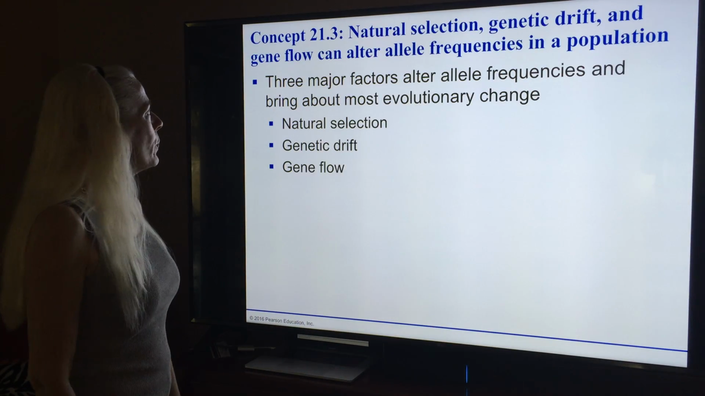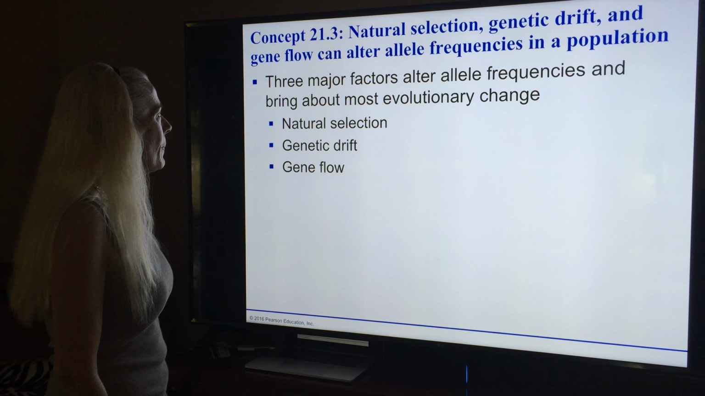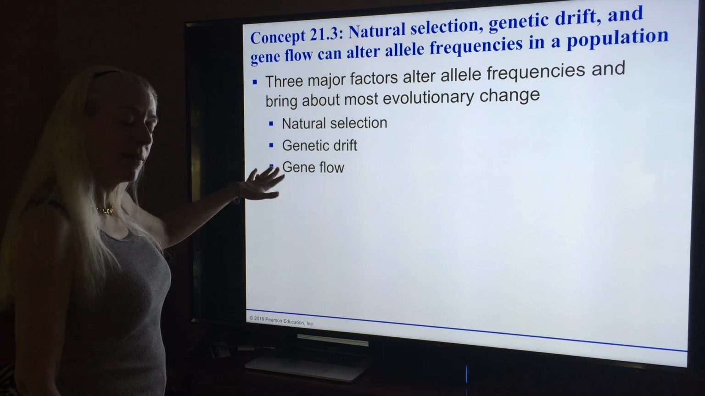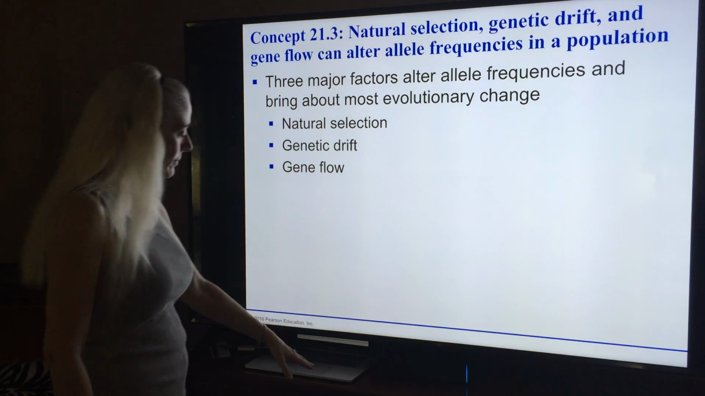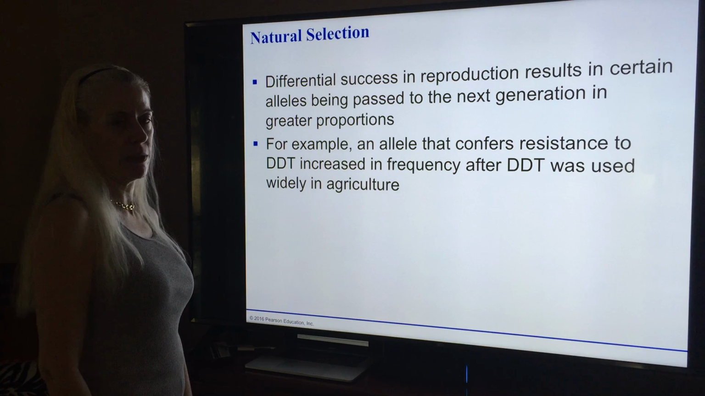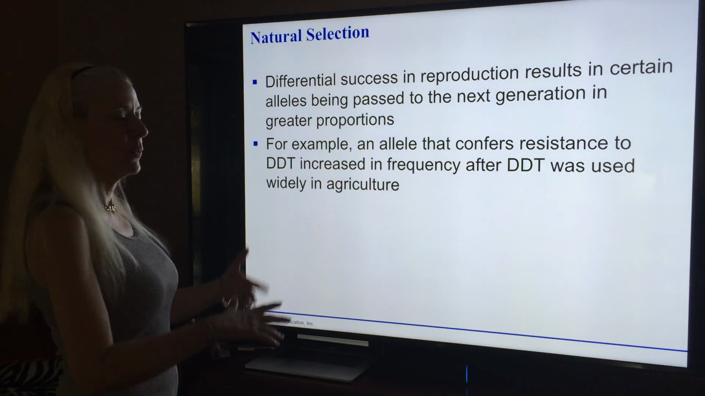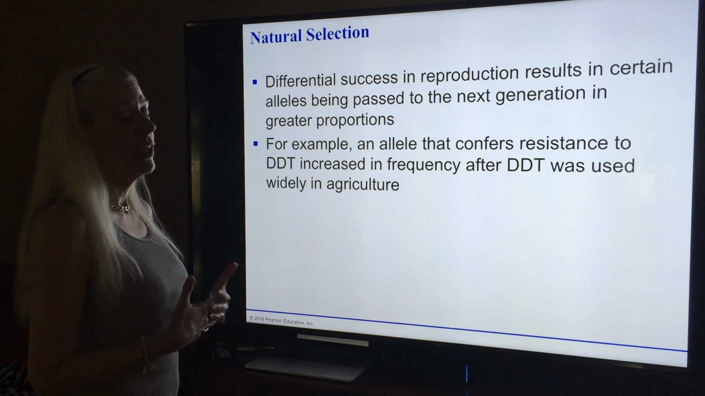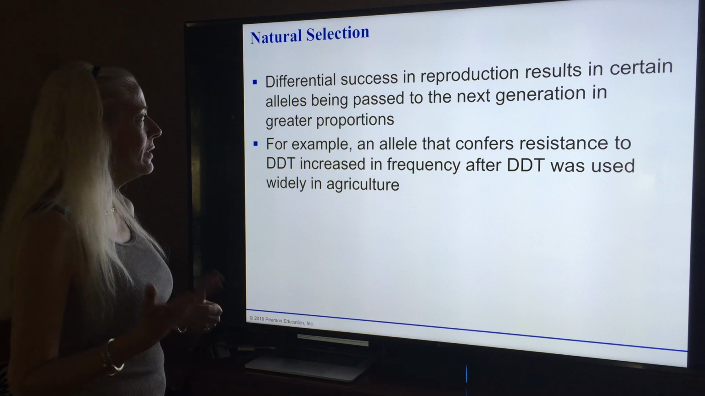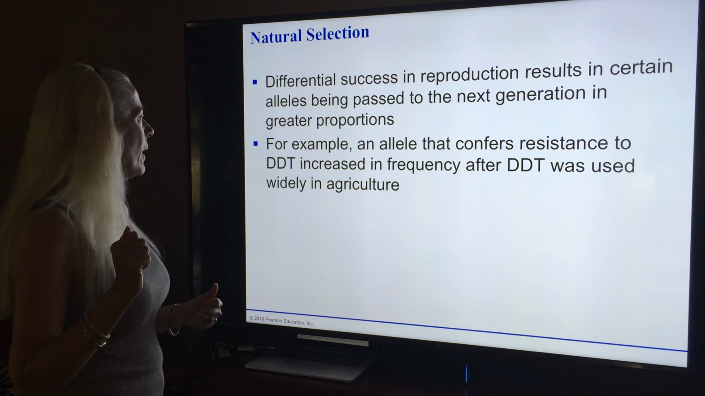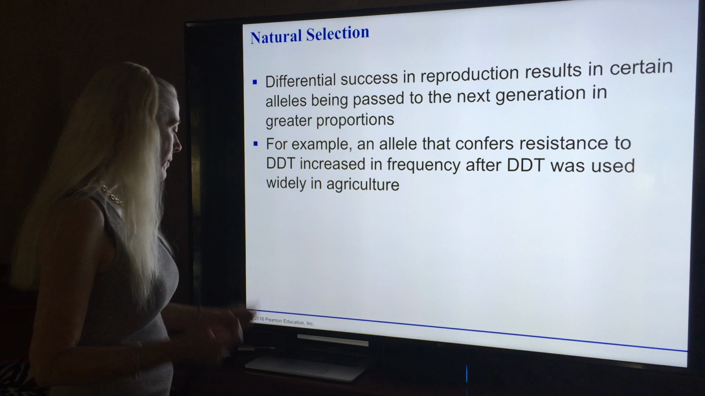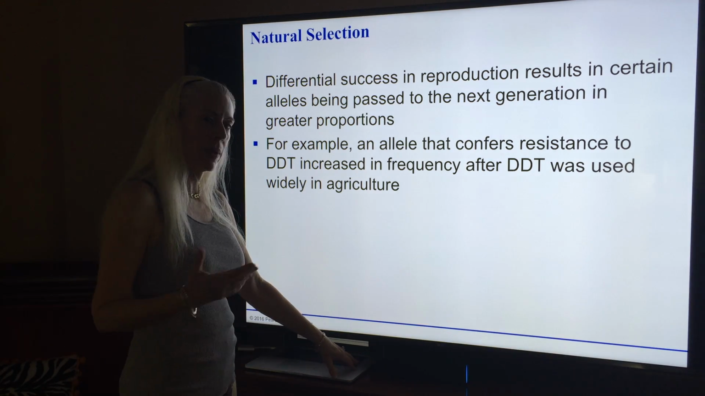Okay? 3 major factors alter allele frequencies and bring about most evolutionary change. We have natural selection, genetic drift, gene flow. And obviously, these will have their own particular slides. Okay? Natural selection. Differential success in reproduction. Certain traits being passed on. We already talked about the long neck giraffe, okay? You can throw it around for anything. For example, an allele that confers resistance to DDT increases in frequency after DDT was used widely in agriculture. Okay, we can talk about the insecticide treadmill. Same as antibiotic-resistant bacteria.